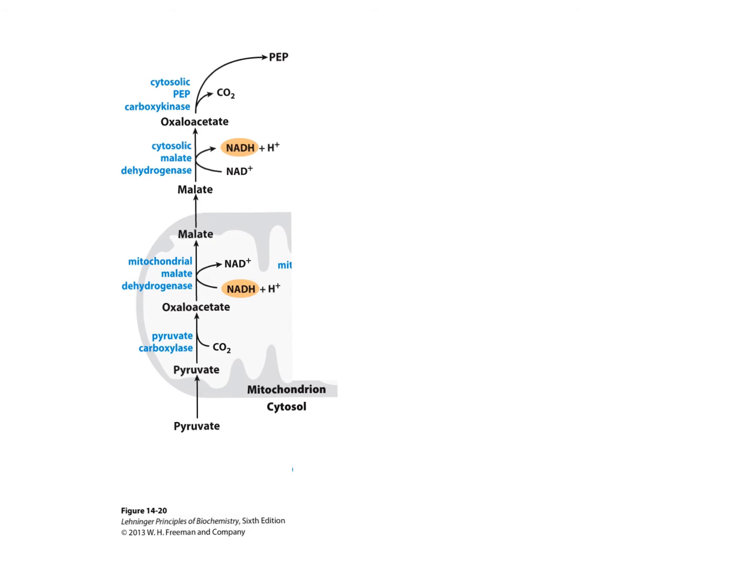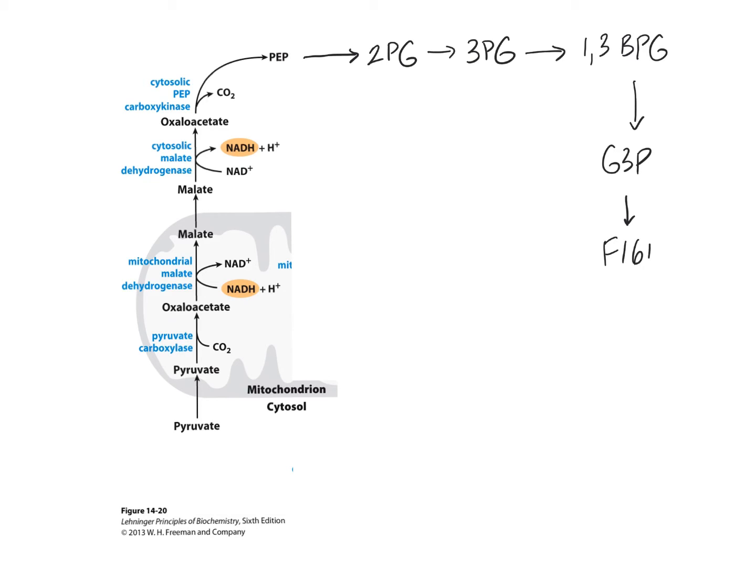So the PEP is going to be converted in the next step to 2-phosphoglycerate, which then goes to 3-phosphoglycerate. I'm only drawing this in the direction of gluconeogenesis for simplicity's sake. And then we go to 1,3-bisphosphoglycerate. And then we go to glyceraldehyde 3-phosphate. And we go to fructose 1,6-bisphosphate, fructose 6-phosphate, glucose 6-phosphate, and then glucose.